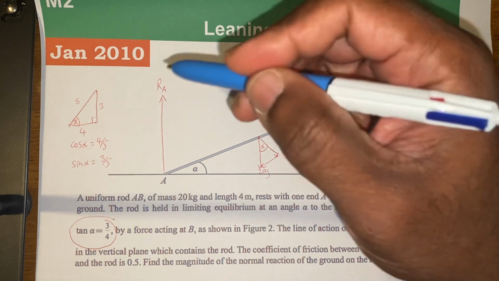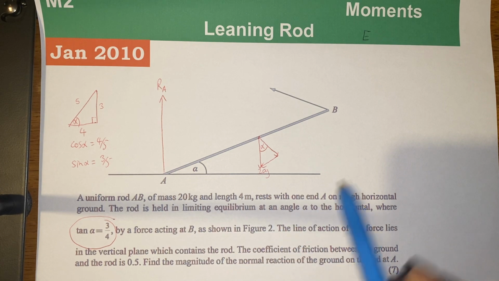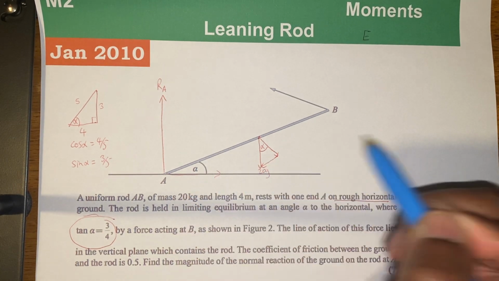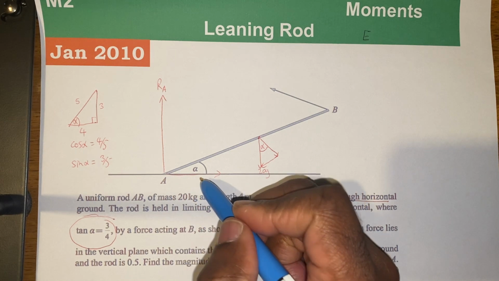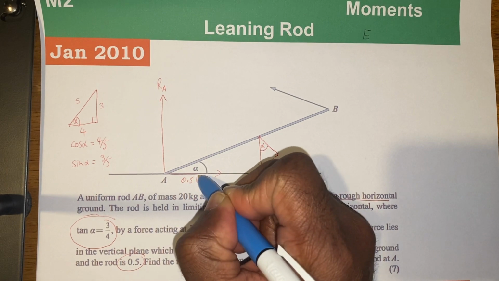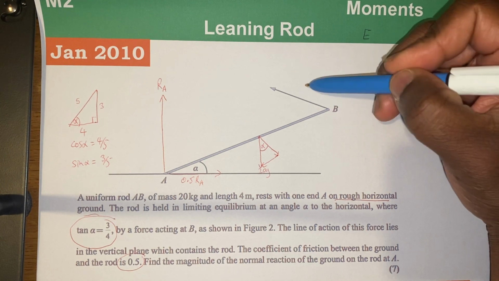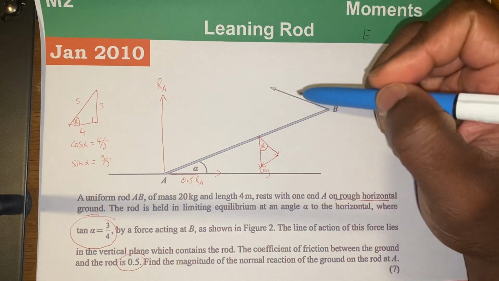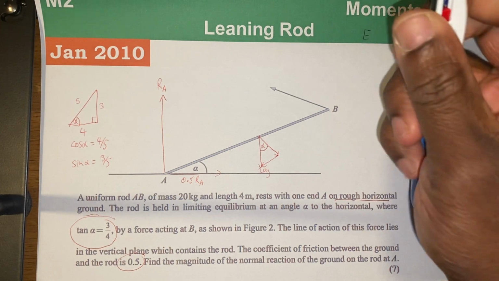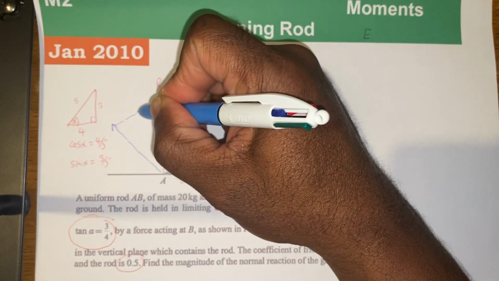Okay, so we know that the rod is held in limiting equilibrium at an angle, on rough horizontal ground. That tells us that friction is going to be maximum friction, and the coefficient of friction is 0.5. So that would be 0.5 times RA. Because I'm going to be taking moments about B, I don't need to resolve the force there. But what I will need is to resolve the force at A, which I don't normally do, but in this case we'll be doing. So we're going to resolve this force RA this particular way.